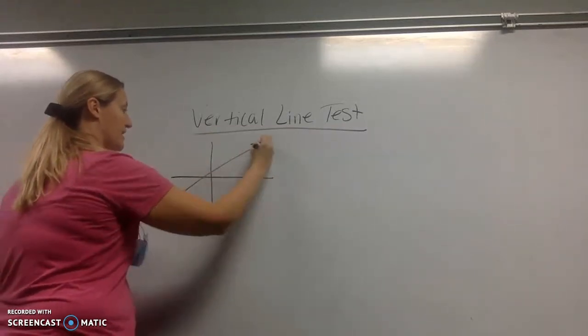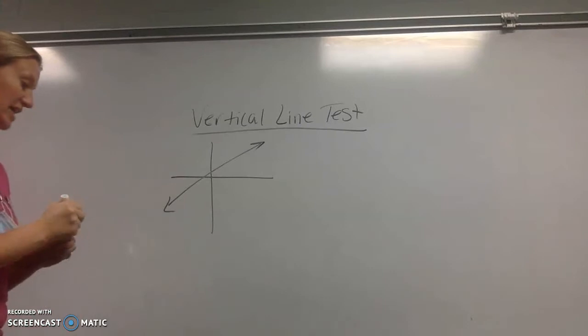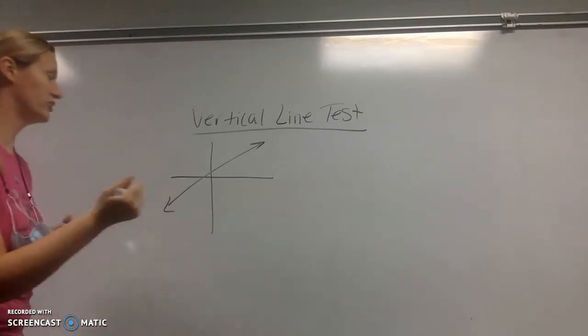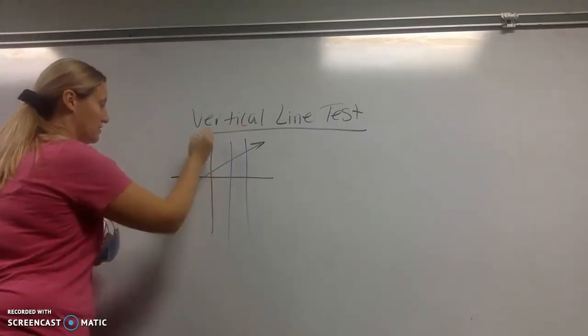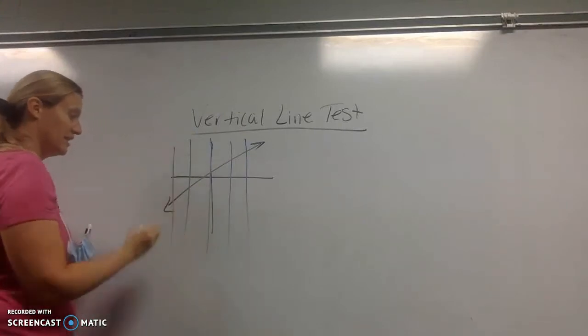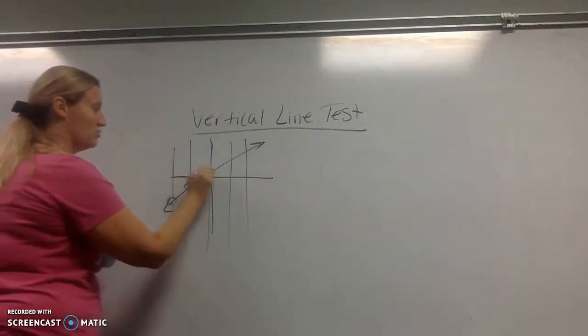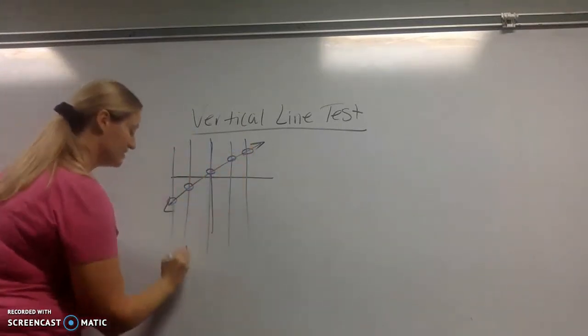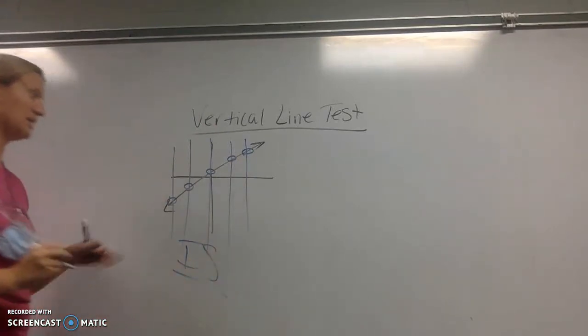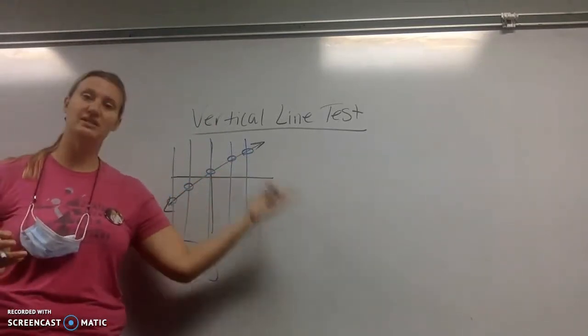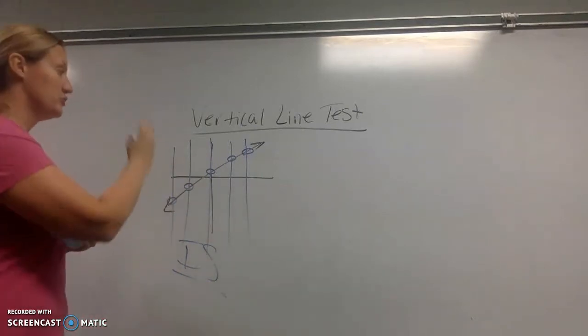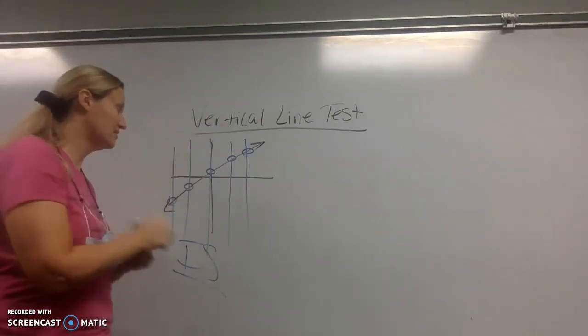So if I have a linear function here, a line, if I draw a bunch of vertical lines through it, if each vertical line touches it in only one spot, it is a function, because that's telling me that there's one output. That says for every input, there's one output. So the vertical lines are representing that.